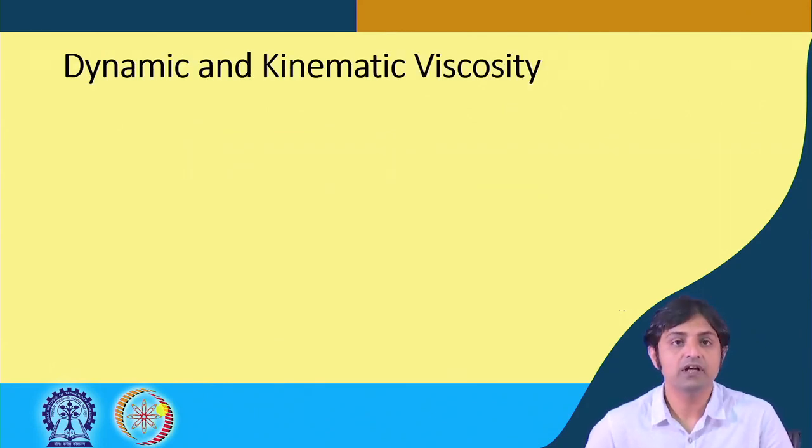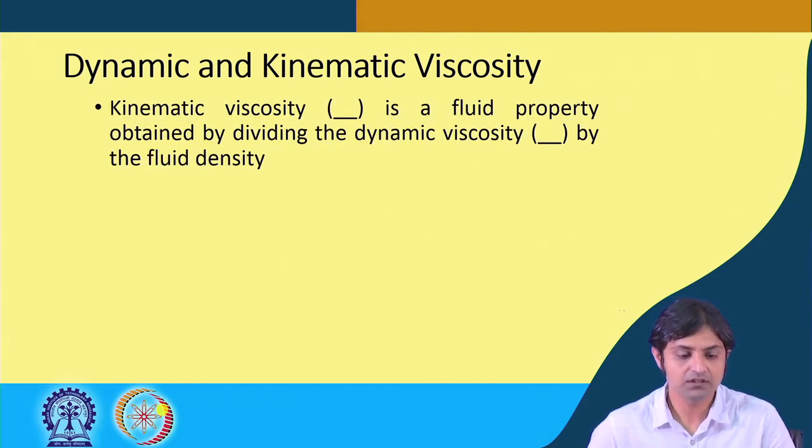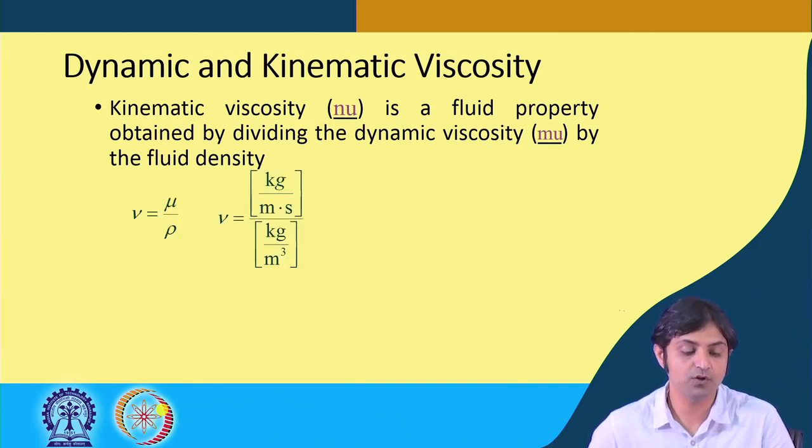So now, as we briefly touched on dynamic and kinematic viscosity, kinematic viscosity, also called nu, is a fluid property obtained by dividing dynamic viscosity mu by fluid density. So mu and nu are related by fluid density as given below. Nu is mu by rho, and if we write it in terms of unit, we get nu as meter square per second, as we have seen in the slides at the beginning of this lecture.